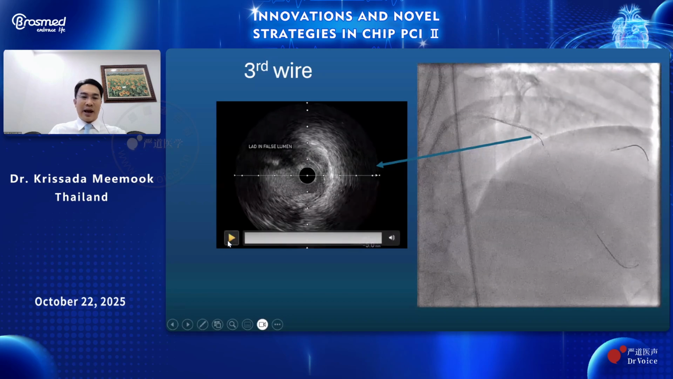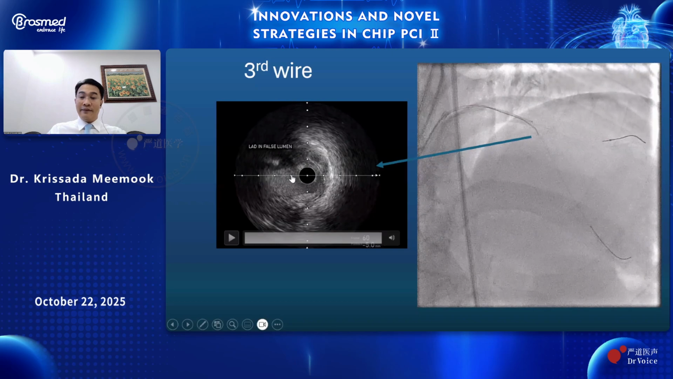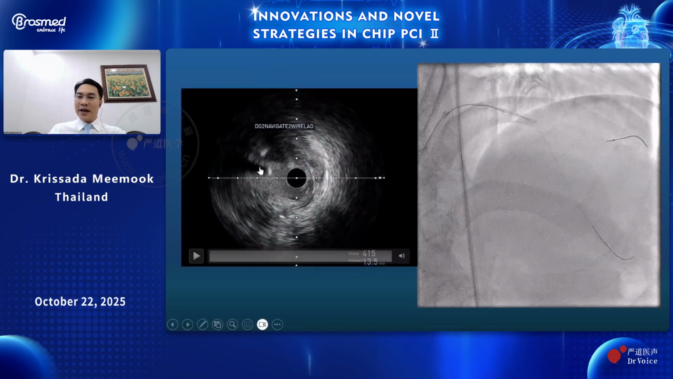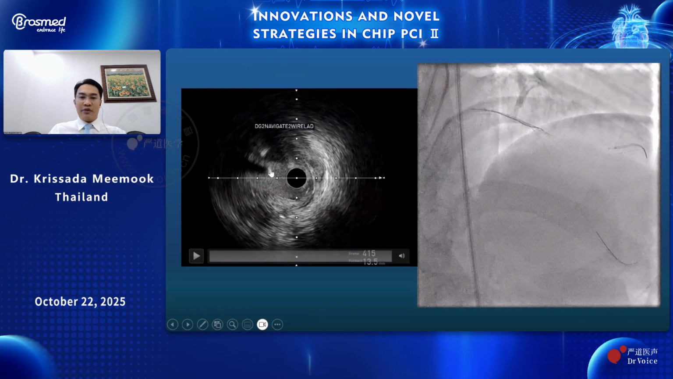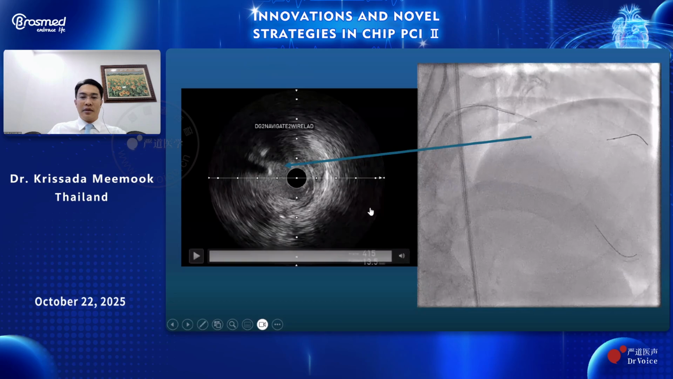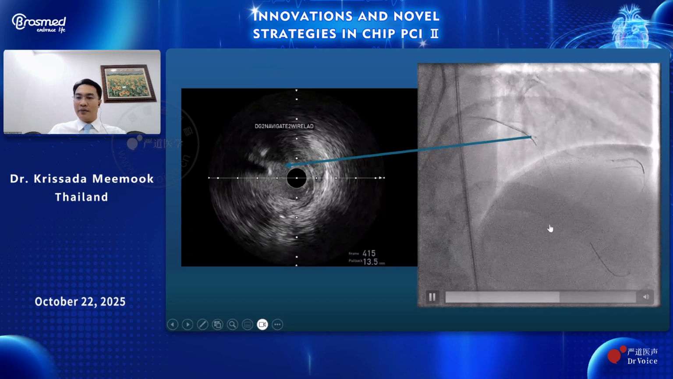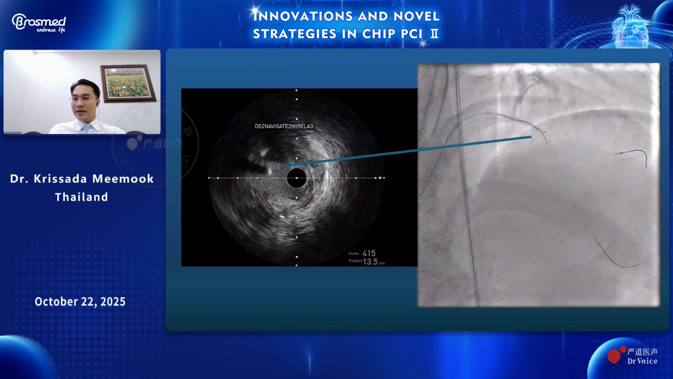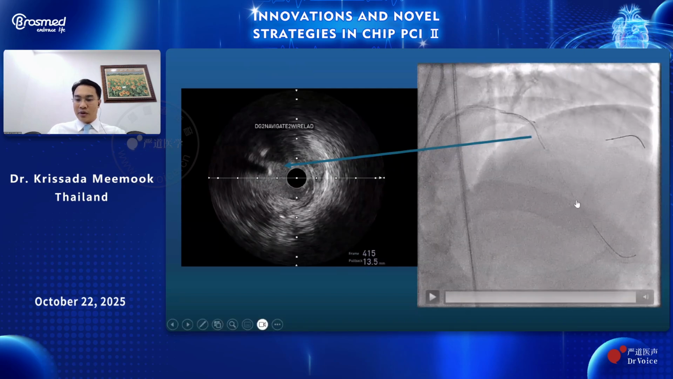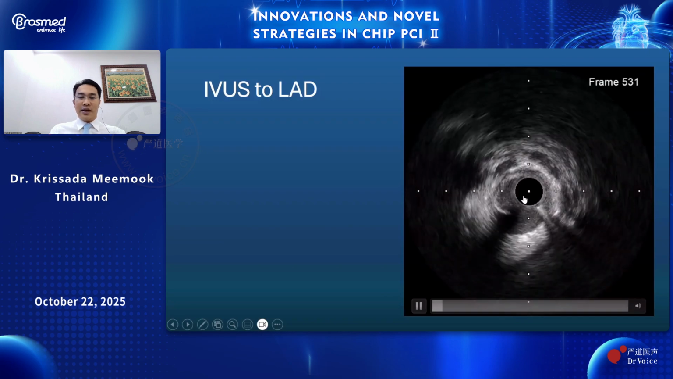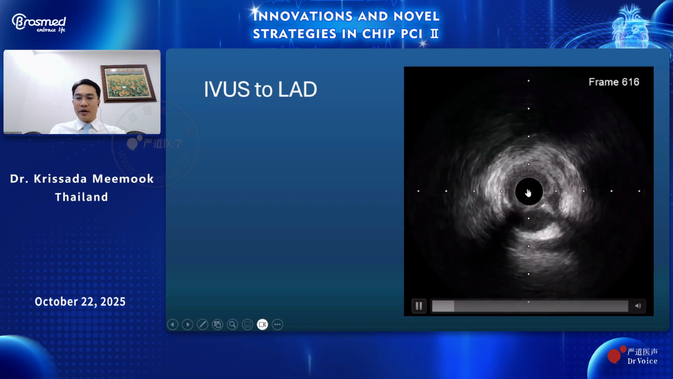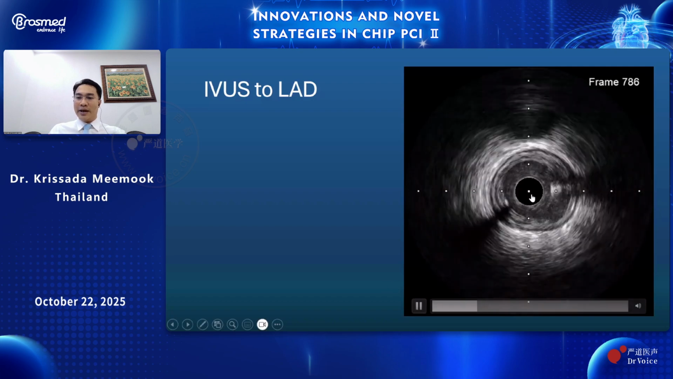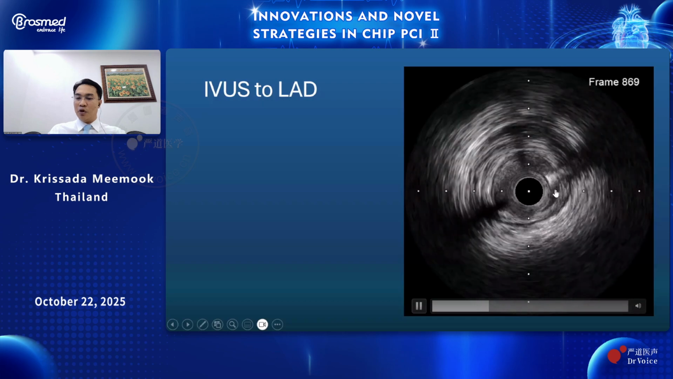We try wiring into the left LAD true lumen. Finally, we can put the wire using the real-time IVUS guide into the true lumen right here. This is the wiring step. We try to wire to different positions with the suboptimal wire. Finally, we can go down to the distal true lumen. Now we're checking the IVUS. We confirm the wire from the distal to the proximal LAD was in the true lumen right here. You can see another wire was in the false lumen.